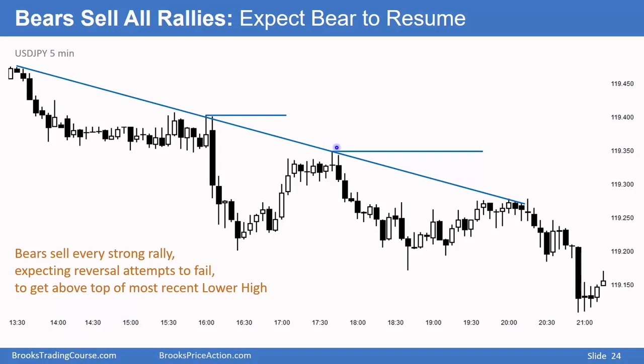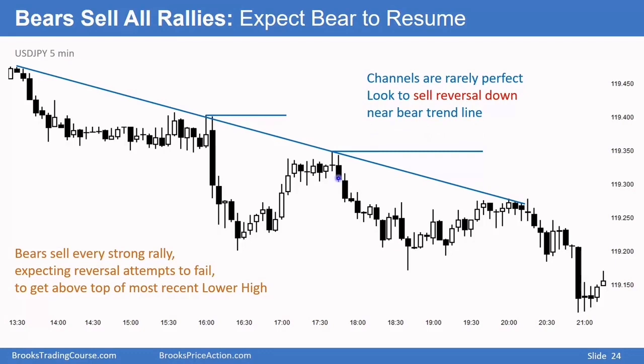Again, channels are rarely perfect. You can see the way I drew it, I connected this high and that high and ignored this bar going slightly above, and we're trying to go slightly above again. Traders don't really care if it hits the channel exactly and turns down. They care that it turns down somewhere around the channel. So bears are looking to sell on a reversal down from the top of the channel, somewhere around the channel.